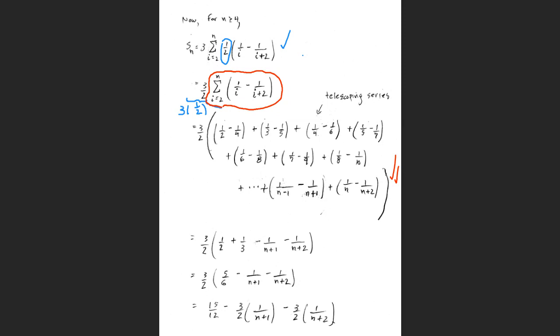So I'm saying this telescoping series, all of the terms are going to cancel, except you're going to have a half plus a third minus 1 over n plus 1 minus 1 over n plus 2. Now you have to kind of convince yourself that that's true.